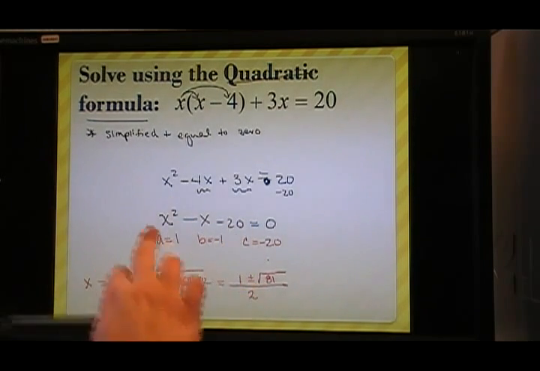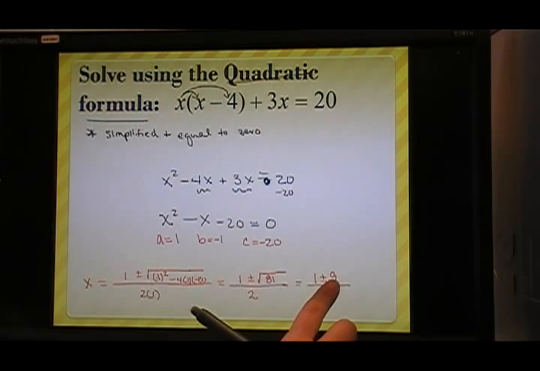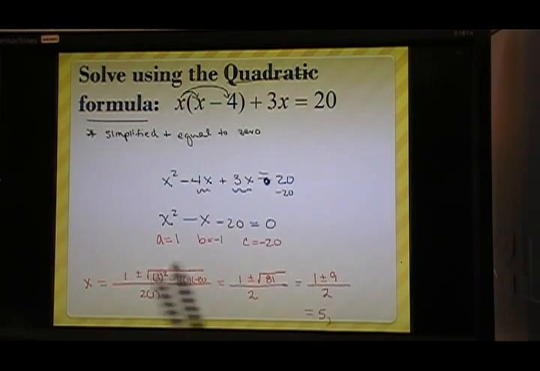81 is a perfect square, and I was expecting that. The fact that I knew I could factor this, I'm expecting this to be a perfect square, because I should end up with rational solutions, no i's, no roots. So I have 1 plus or minus 9 all over 2. So the 1 plus 9 is 10. 10 divided by 2 is 5. So 5 is a solution. 1 minus 9, we have negative 8, and negative 8 divided by 2, that is negative 4. So the solutions to this equation are positive 5 and negative 4.